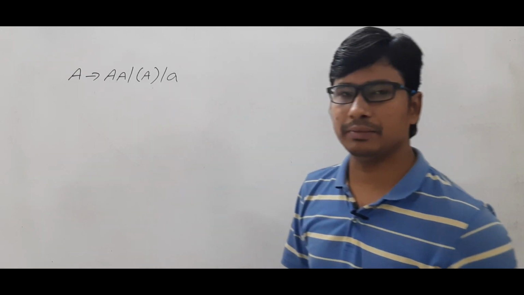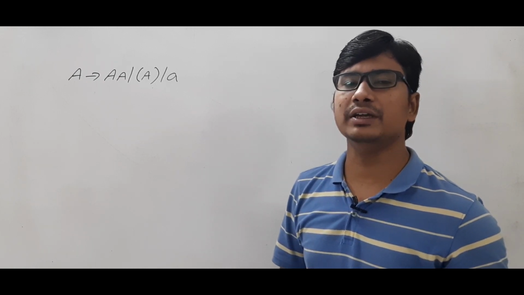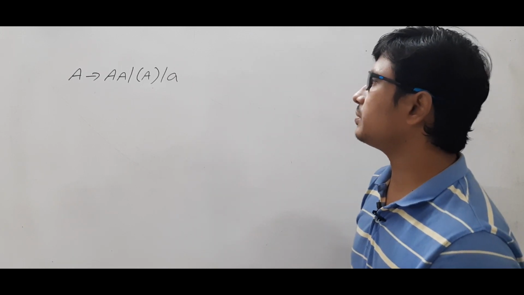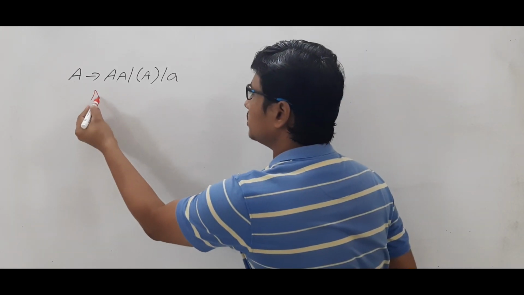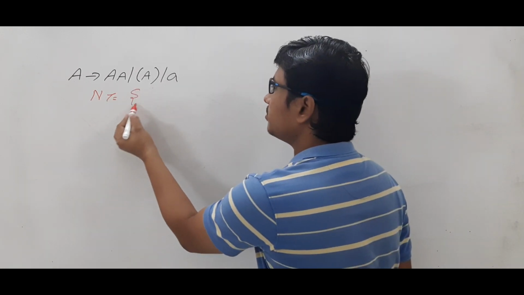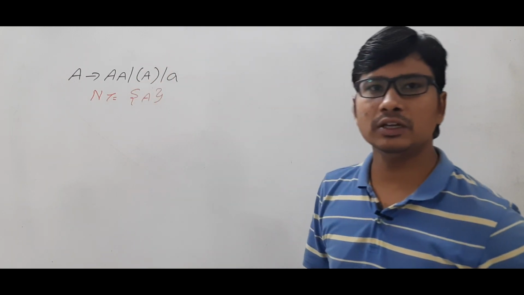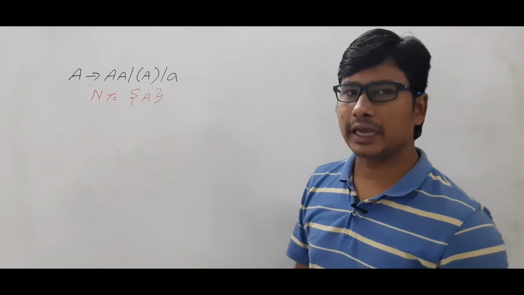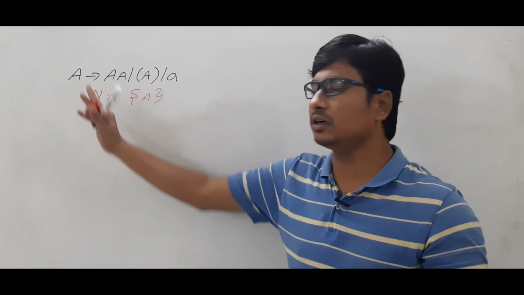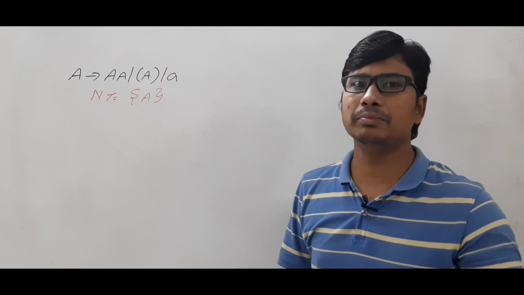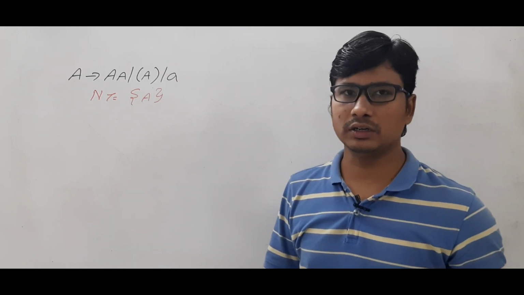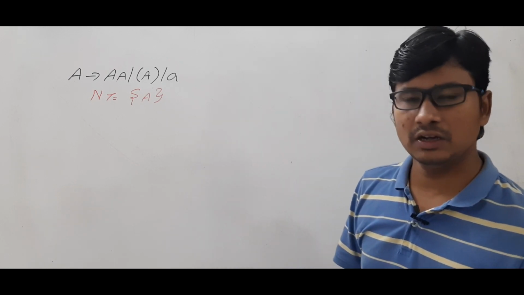They have given a grammar. First thing we need to identify is what the non-terminals are and what the terminals are. So first let me identify the non-terminals. The symbols on the left hand side, we call them non-terminals. Usually the non-terminals will be represented with capital letters, but sometimes they want to confuse you by giving small letters also. So don't assume that all the symbols in capital letters are non-terminals. Don't jump to such a conclusion.